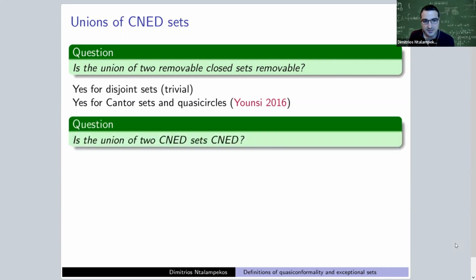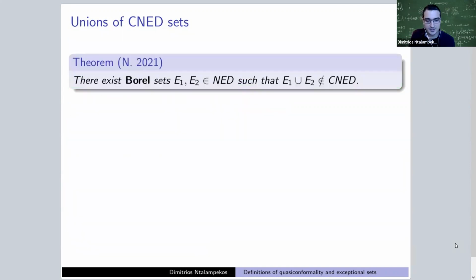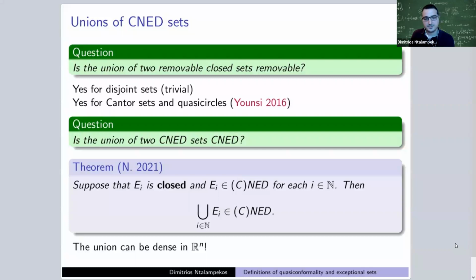So what happens with CNED sets? Is the union of two CNED sets CNED? And the answer is yes. If you take a countable collection of closed CNED sets or NED sets, then the union is also CNED or NED. Now, the union doesn't have to be closed. The union can be even dense in Rn. So the answer is yes for CNED sets.